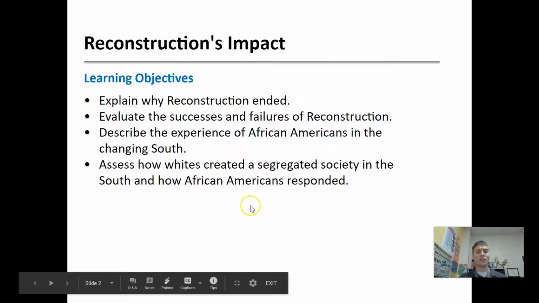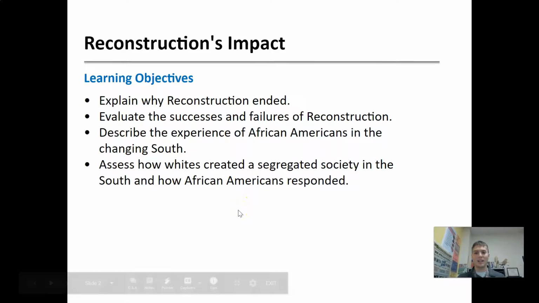So our objectives today, we're going to be looking at why and how Reconstruction ended, and we're also going to look at what were some of the successes and failures of Reconstruction, and what was it like for the newly freed enslaved persons, the African Americans who lived in the South during Reconstruction, and how's that going to impact them once it all comes to a close? So let's get into it.